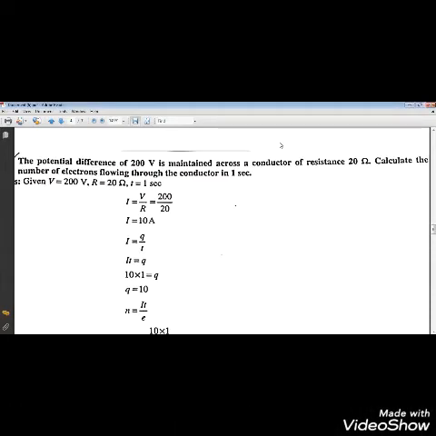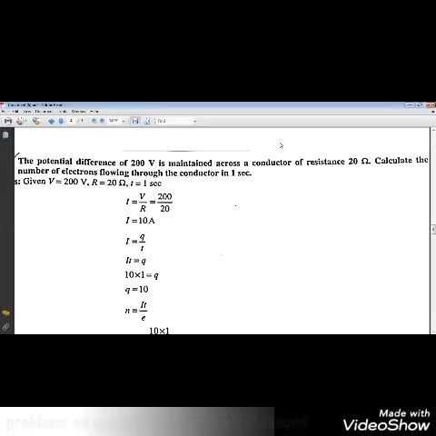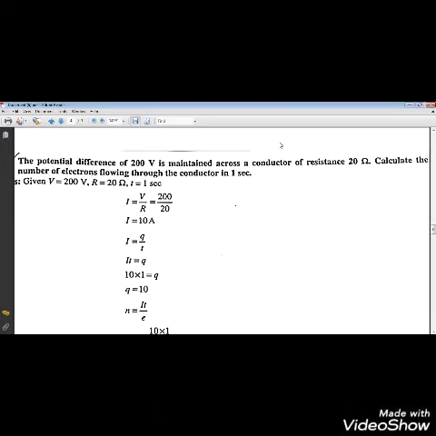Welcome back again. And the next question is like this: the potential difference of 200 volt is maintained across a conductor of resistance 20 ohm. Calculate the number of electrons flowing through the conductor in 1 second.